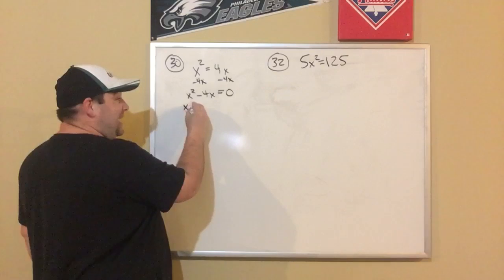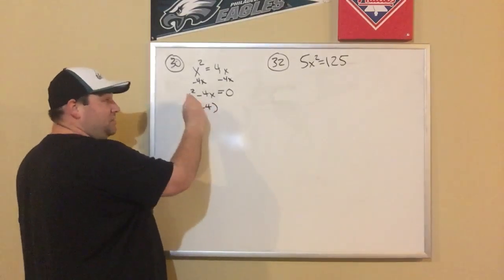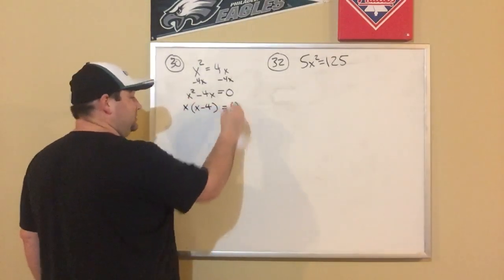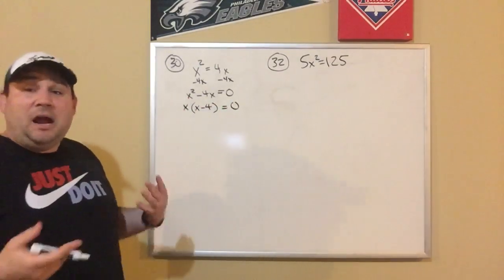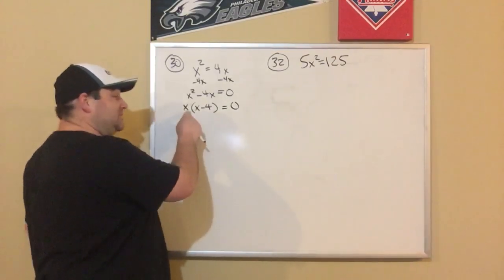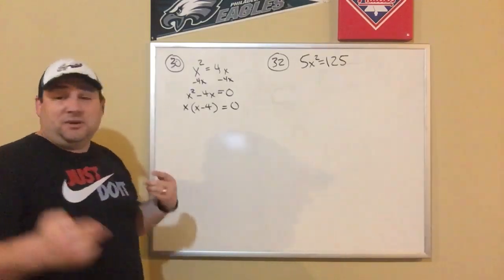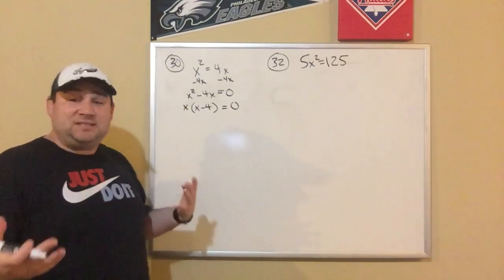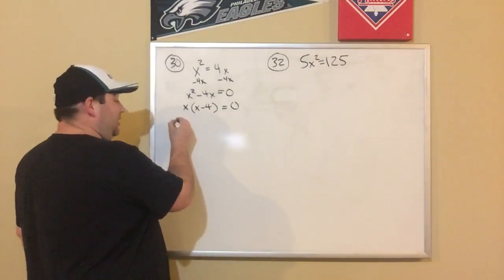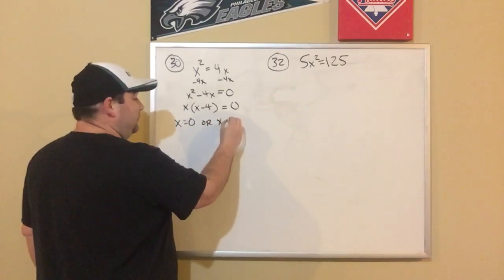So when I take out an x, this now becomes x minus 4. I divided each of those terms by x, and now I have x times x minus 4 equals 0. And now from here, I can just split it into two equations, because I know this is saying x times x minus 4 is 0. And that means one of those has to be 0, because when we multiply two things together to get 0, one of the things must be 0. So I know either x equals 0 or x minus 4 equals 0.